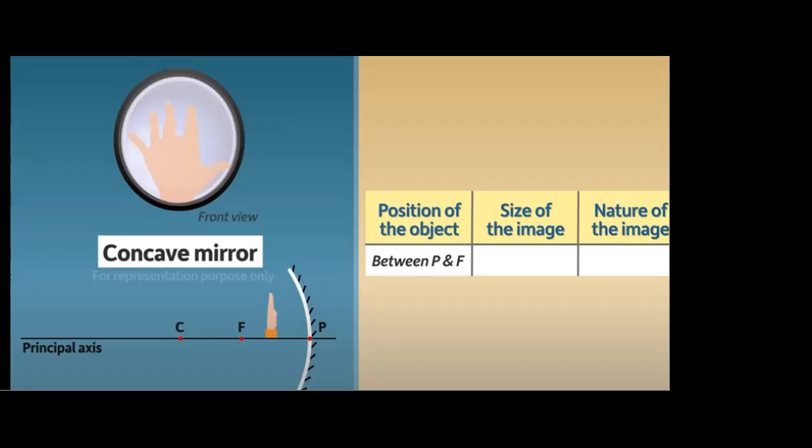Yes, right? And what is the size of the image? Big or small? Big, right? So can I write like this? The size of the image is big. What about the nature? If I can see any object in the mirror, then the nature is virtual or real. Tell me, virtual or real? Virtual, yes, very good. Virtual.